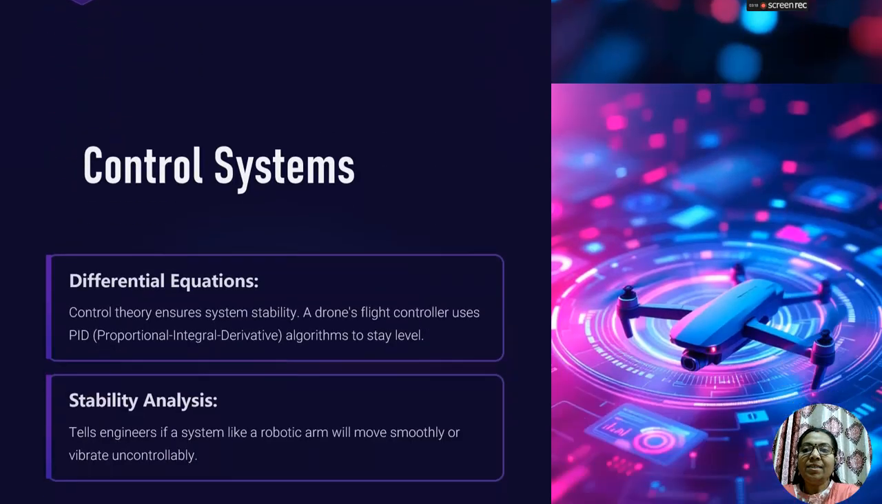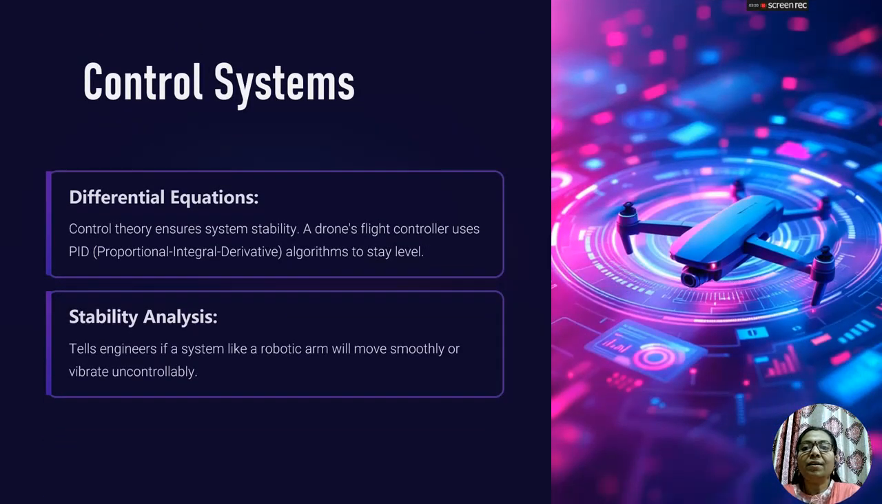The next thing we are going to see is control systems. Normally in control systems, we mainly use differential equations. Control theory ensures system stability. For example, we can look at drone movement.